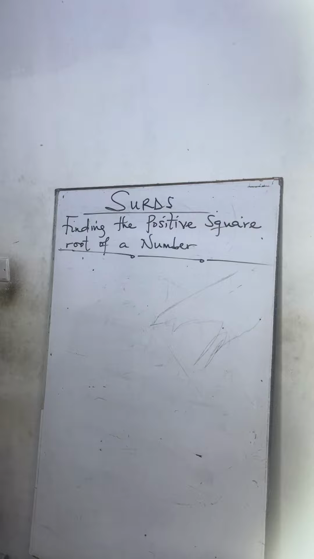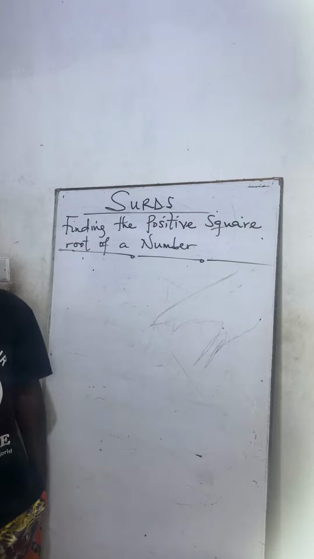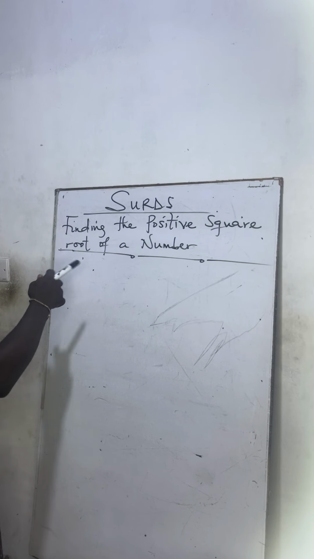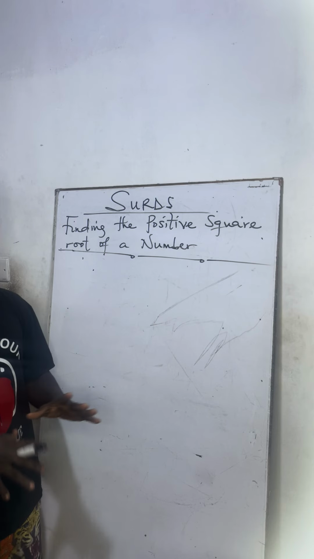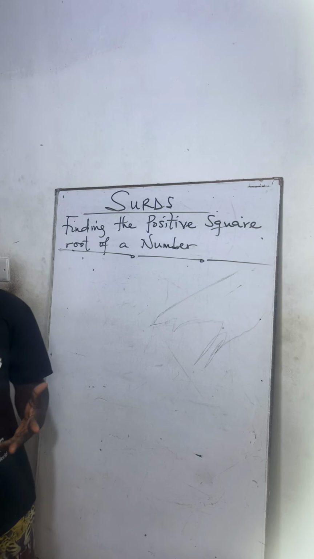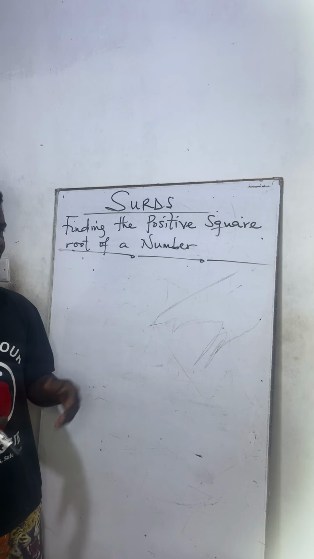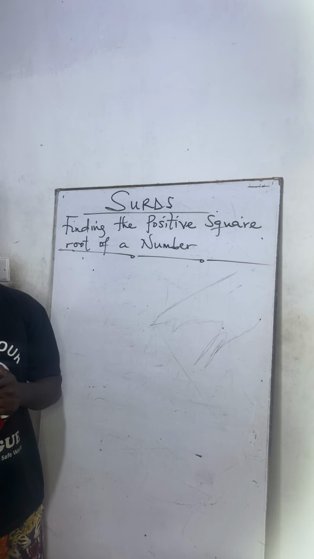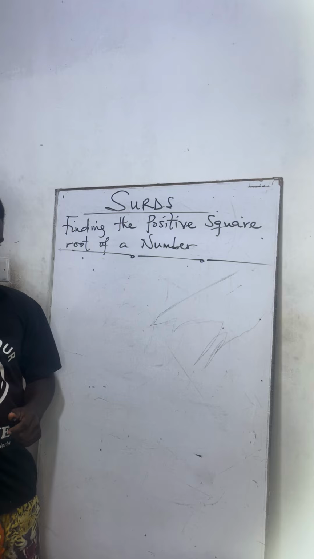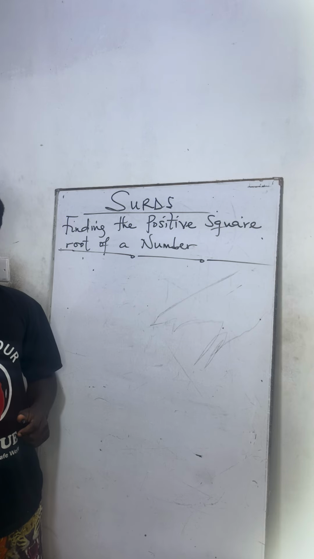Alright, welcome. We are proceeding to another aspect of sets, which is finding the positive square root of a number. Or better still, you can write it as the square root of an irrational number.